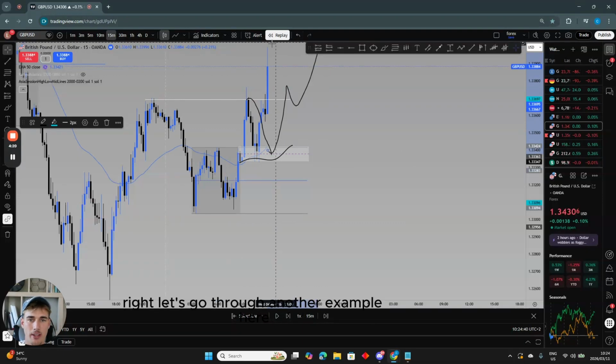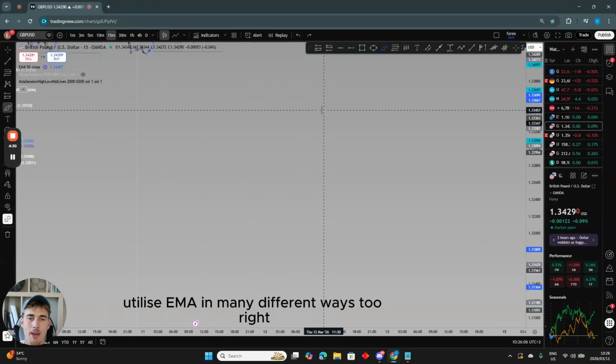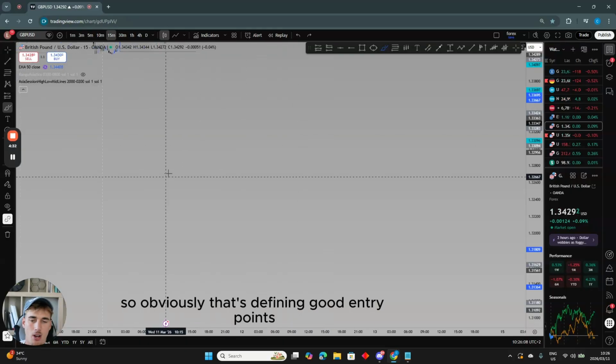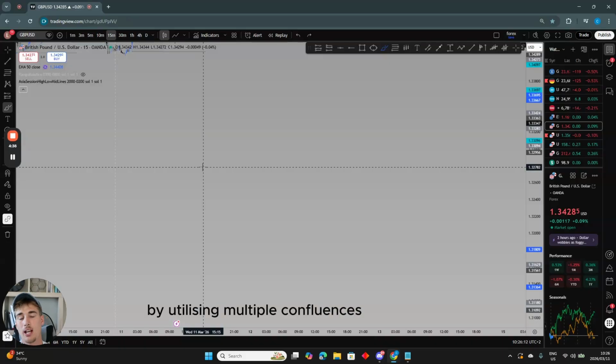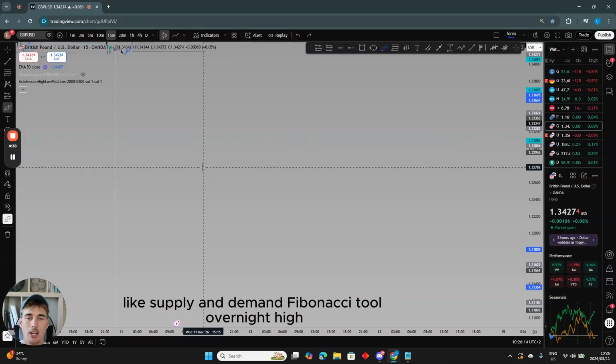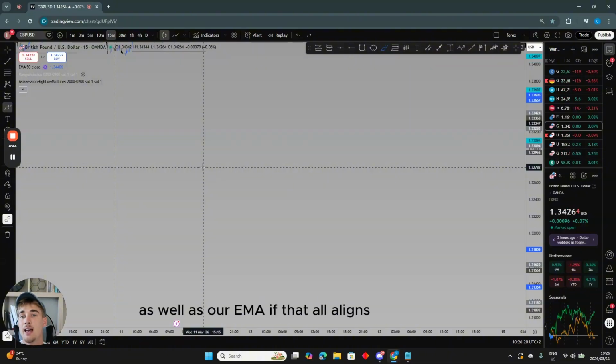Let's go through another example here. We utilize EMA in many different ways too, right? So obviously that's defining good entry points by utilizing multiple confluences like supply and demand, Fibonacci tool, overnight high, supply and demand areas based on value areas, as well as our EMA. If that all aligns, it's a pretty good setup. Remember, you can't just utilize one confluence with confirmation in your idea.